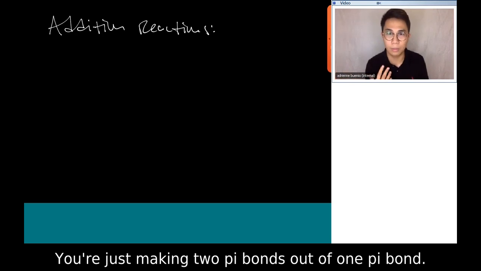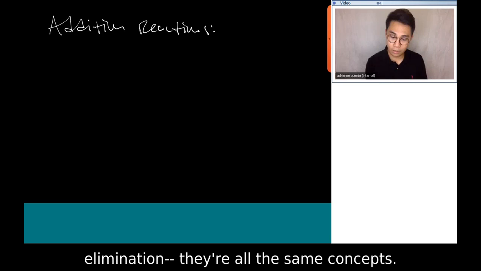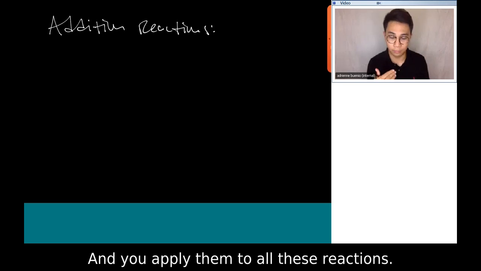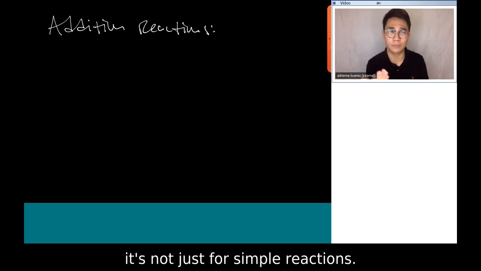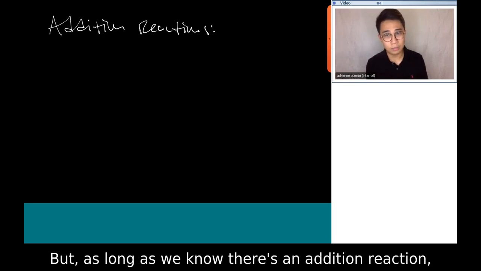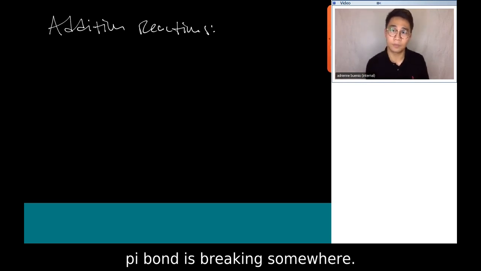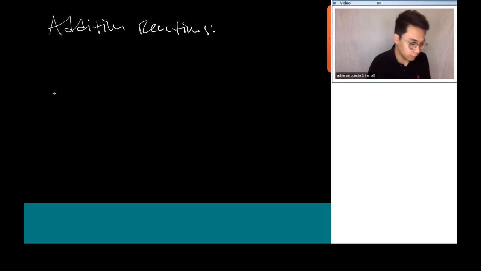You're just making 2 pi bonds out of 1 pi bond. And again, as I said in that video, addition, substitution, elimination, they're all the same concepts, and you apply them to all these reactions. It's not just for simple reactions, right? It can be for these more complicated reactions, but as long as we know there's an addition reaction, a pi bond is breaking somewhere, right? So, and again, let's have our generic triple bond.